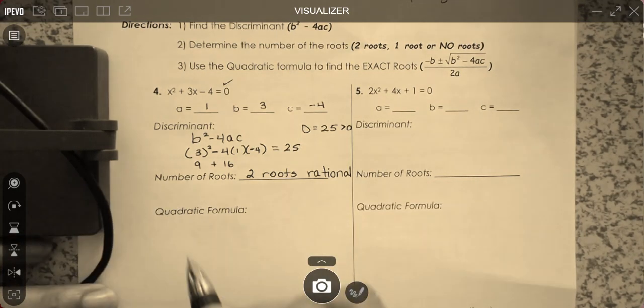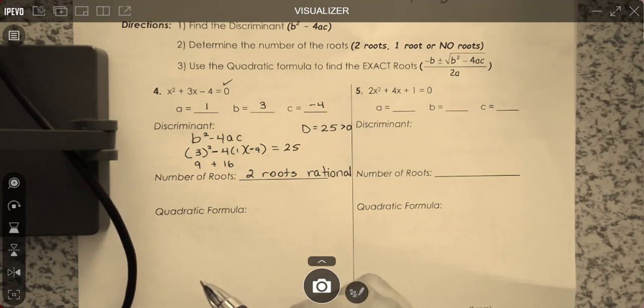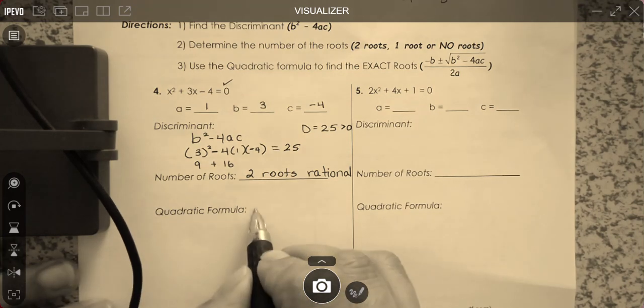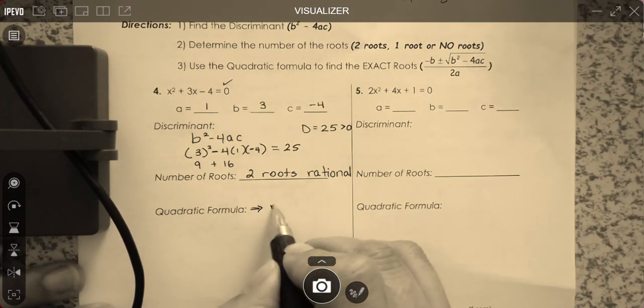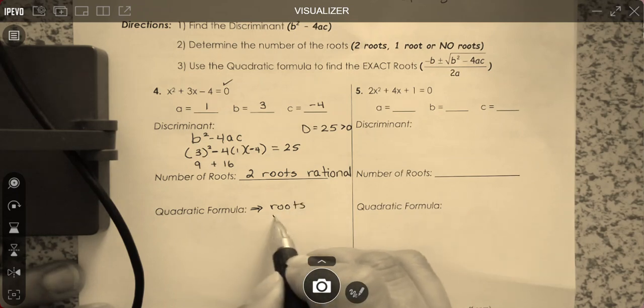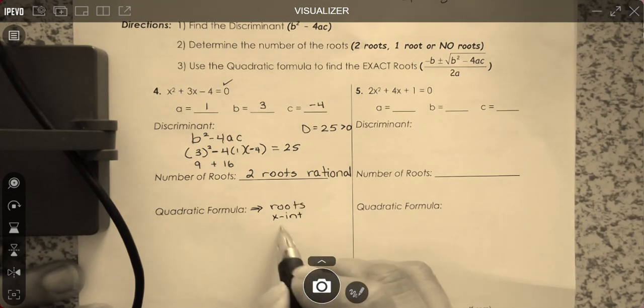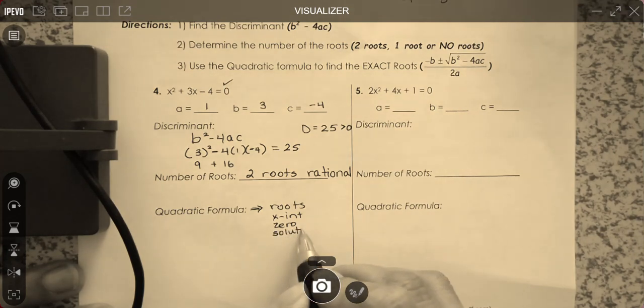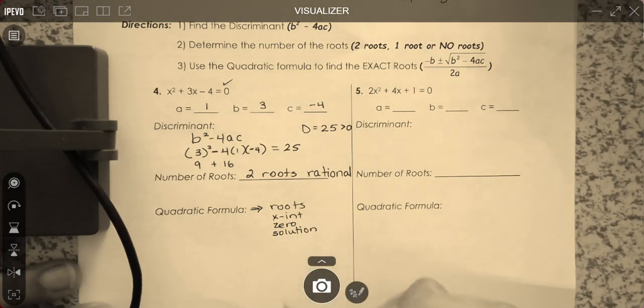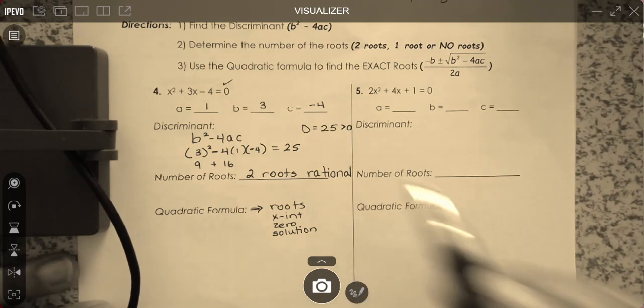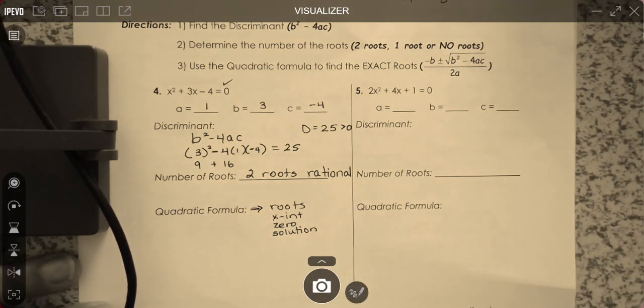Quadratic formula. What information do we get when we use the quadratic formula? What do we calculate? It gives you the roots, the x-intercepts, the zeros, your solutions. When you're looking for these things, the quadratic formula can help you. Also, decimals can help you because you can graph it and read your x-intercepts.